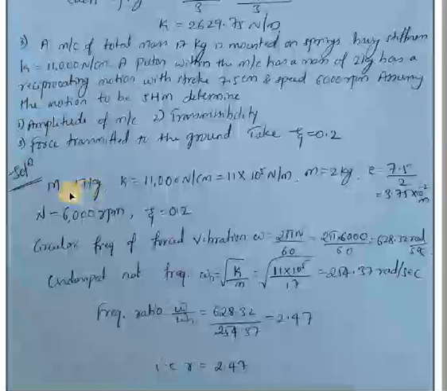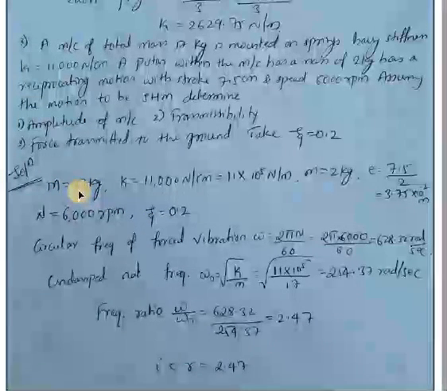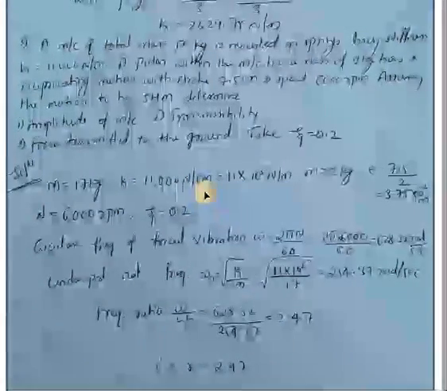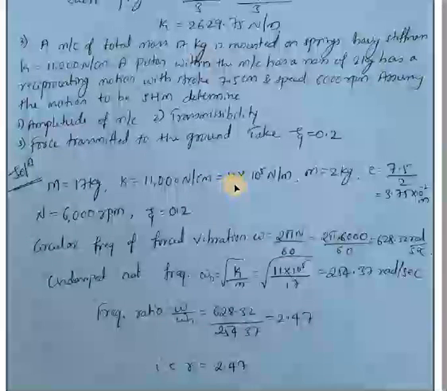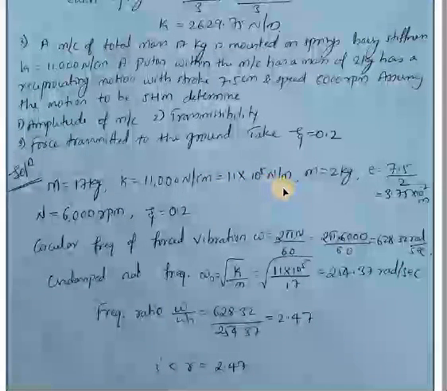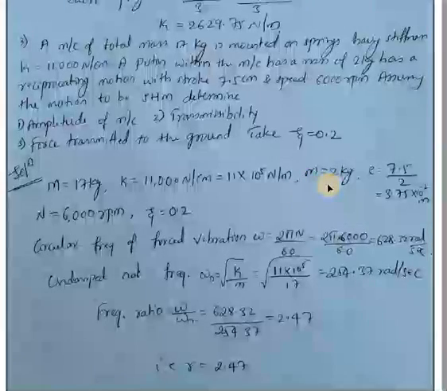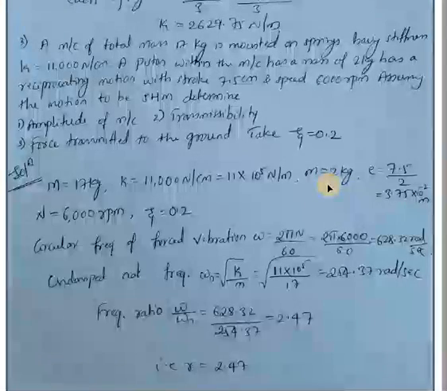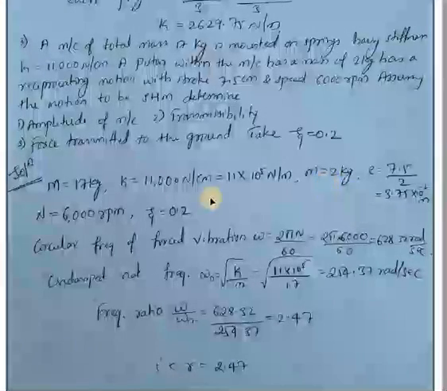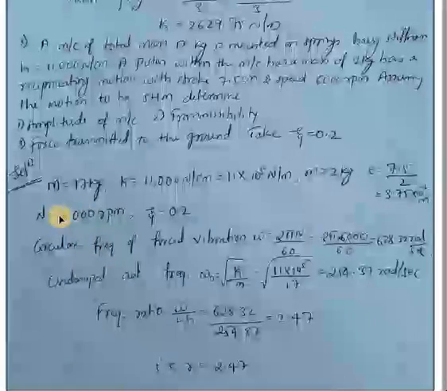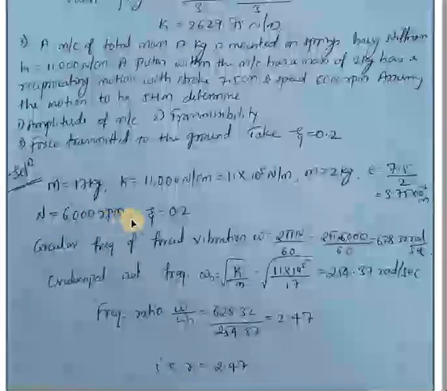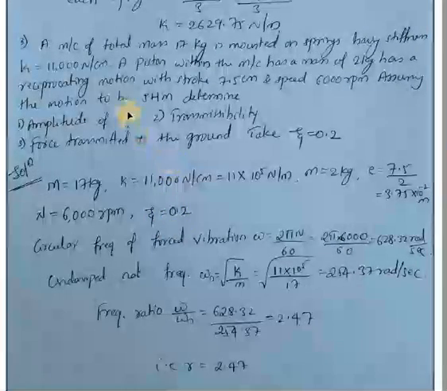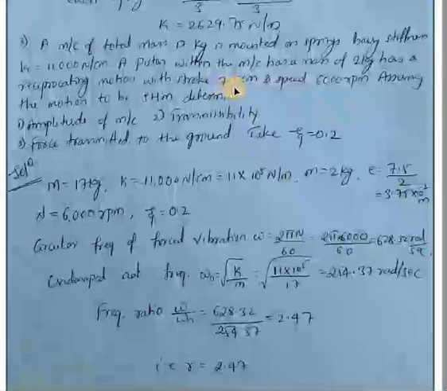He has given the machine mass as 17 kg, and spring stiffness as 11,000 Newton per centimeter. You need to convert that into Newton per meter, which will be 11 into 10 raised to 5 Newton per meter. He has given the piston mass as 2 kg, the speed as 6,000 rpm, the damping factor as 0.2, and it is a reciprocating motion with a stroke of 7.5 centimeters.